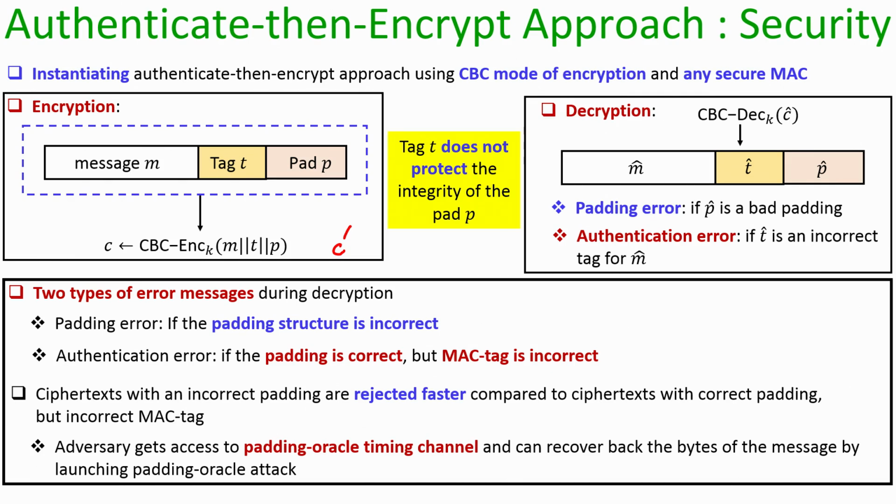So, even though we have an underlying instantiation of the symmetric encryption process which is CPA secure, namely the CBC mode of encryption, the way we are composing the scheme here, the tag T does not prevent tampering with the pad, and that gives the adversary the leverage to come up with any modified ciphertext and get access to the padding oracle attack, and that ensures that the overall composed scheme is not CCA secure. And that is why this general approach of authenticate-then-encrypt is not the right approach to compose a CPA secure scheme with a secure MAC.